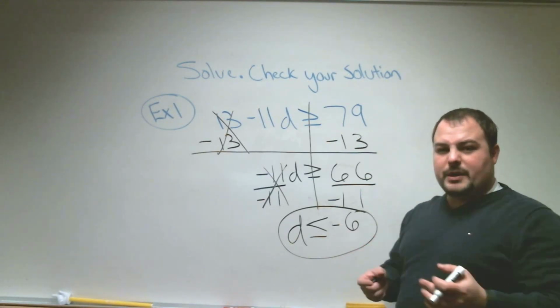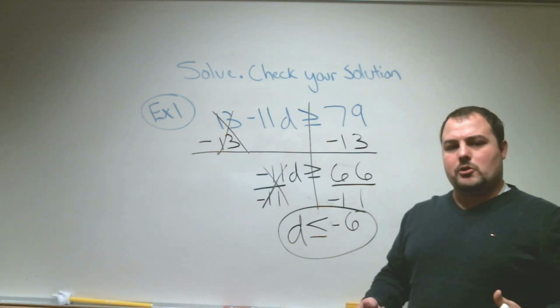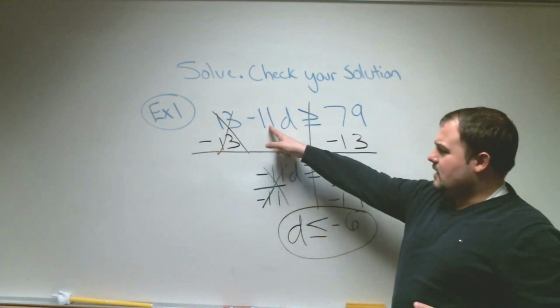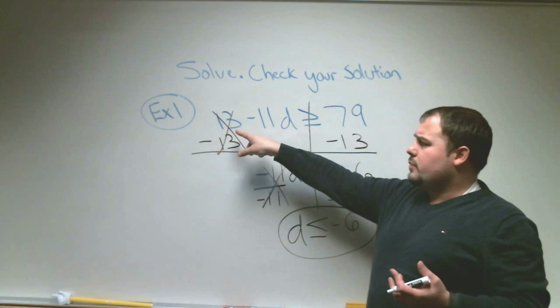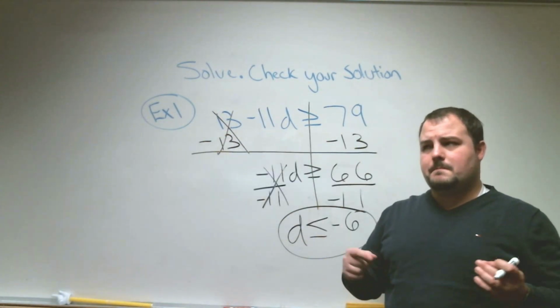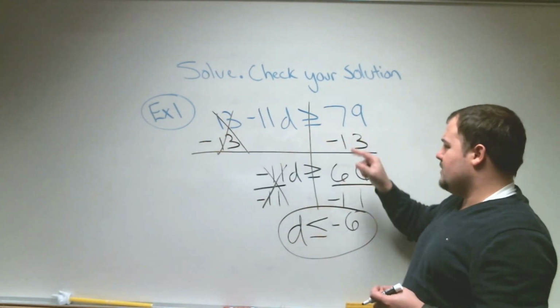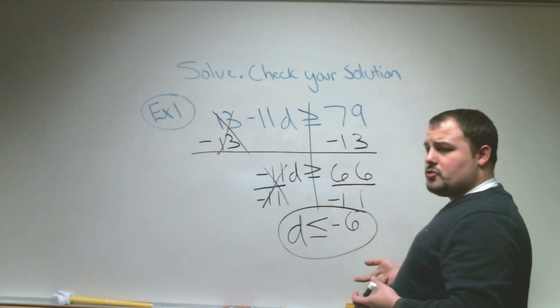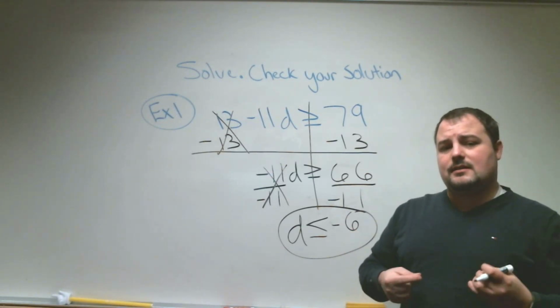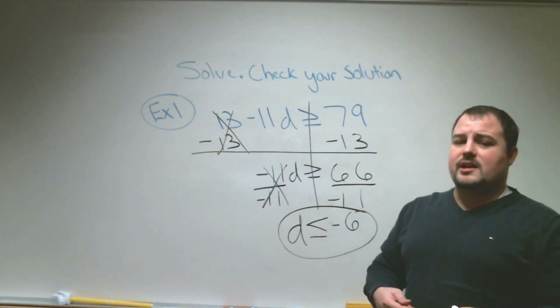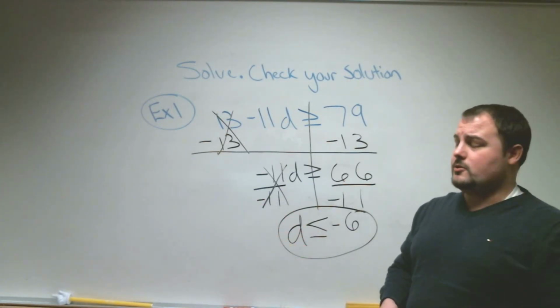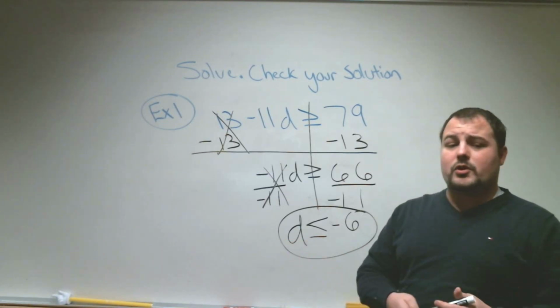Now, I'm going to use a number bigger than negative 6. I'm just going to use 0. 0 is an easy number. Negative 11 times 0 is 0. 0 plus 13 is 13. 13 is not bigger than 79, so this is a false statement. As long as the number is less than negative 6, we're going to have a true solution. If that number was bigger than negative 6, like 0, we would have a false solution. So we checked our answer, and we're good to go.